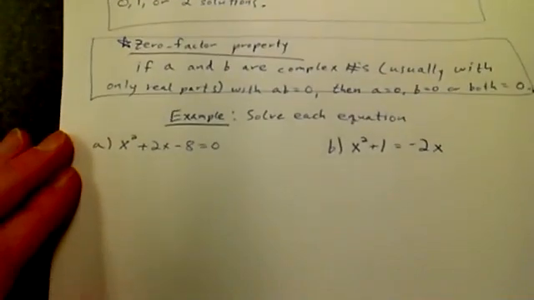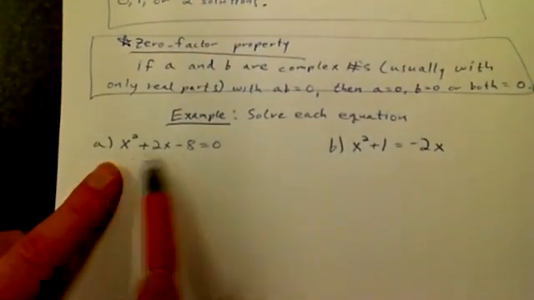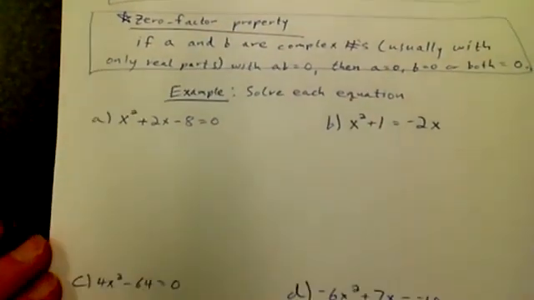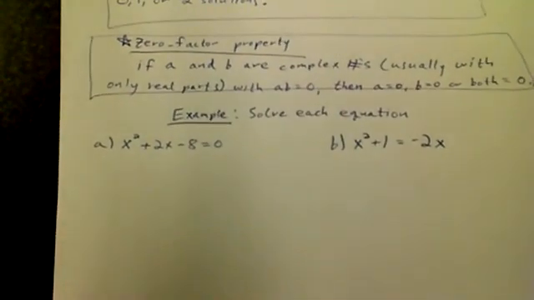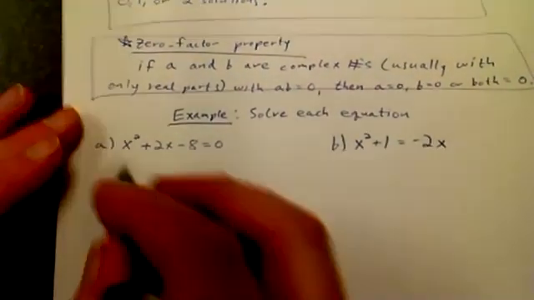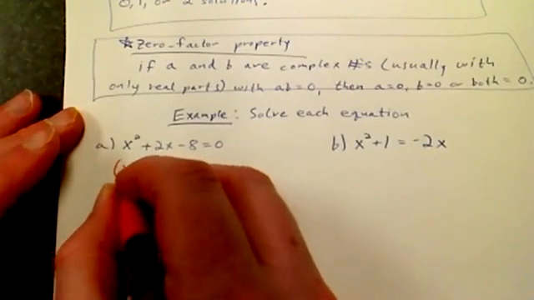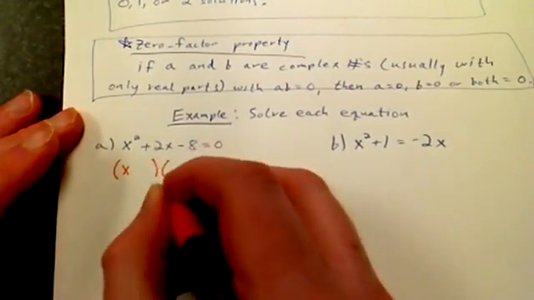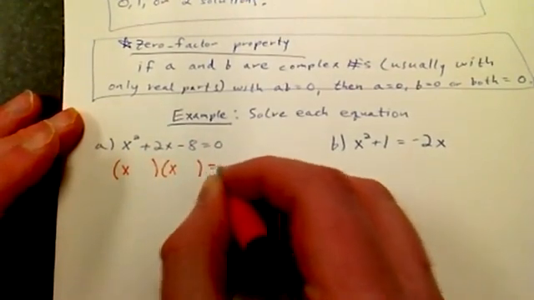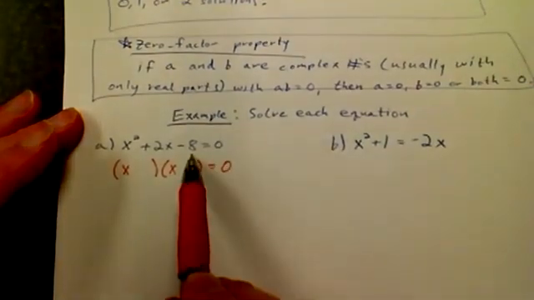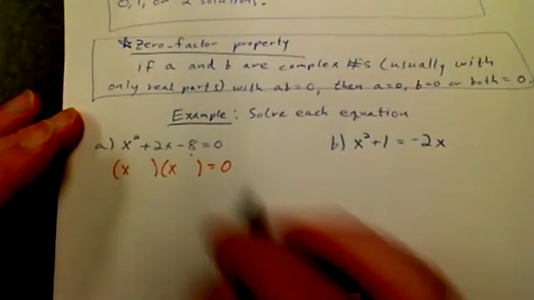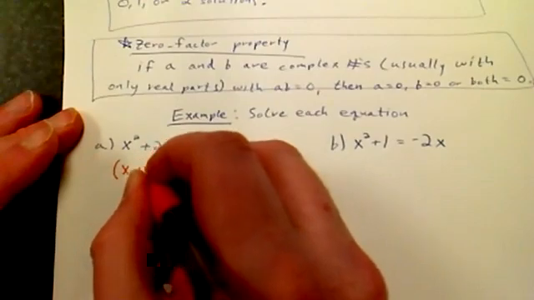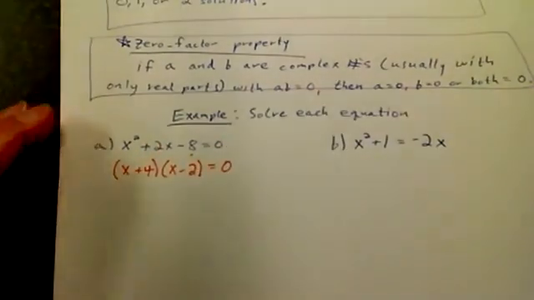So let's start with a. For a, I have x squared plus 2x minus 8 is equal to 0. So I'm looking at this, I'm going to think factoring. Hopefully this is fairly easy for you to factor. I'm seeing it sort of as a reverse FOIL. I need things that multiply to -8 and add to 2. So I think plus 4 and minus 2 is going to work for us.